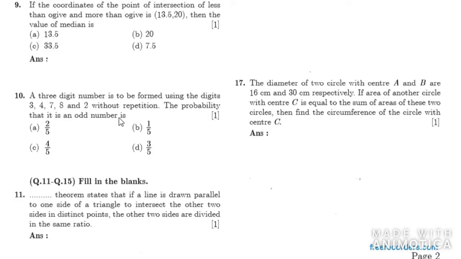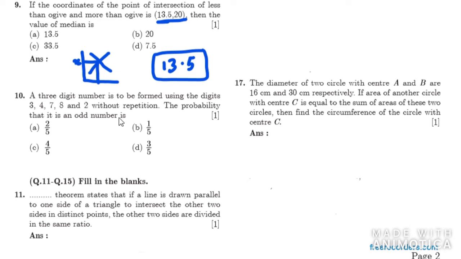Let's start with question number 9. So it says if the coordinates of the point of intersection of less than ogive and more than ogive is 13.5, 20, then the value of median is. So we need to find the value of median from here. So always remember that wherever the intersection be, we always get the median from the x-axis. So x is the point, that is 13.5. So A part of it.